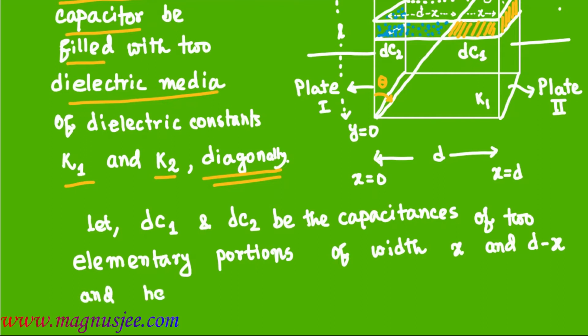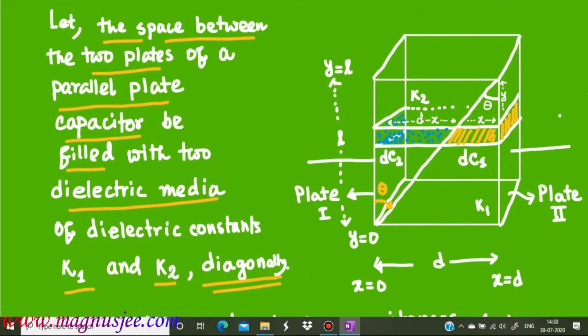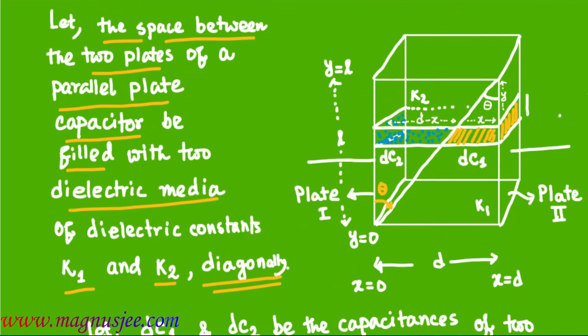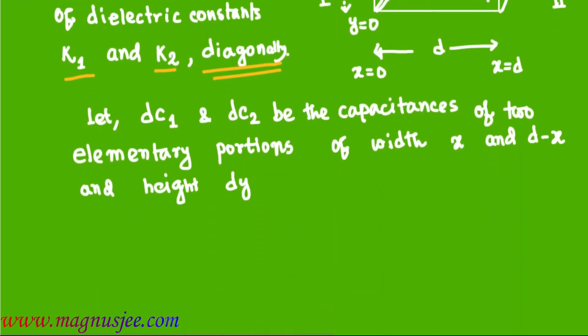And we can denote the height of the elementary portion as dy. This is dy in the diagram, the height of the two elementary portions. The area of each plate will be A, capital A, of height dy.